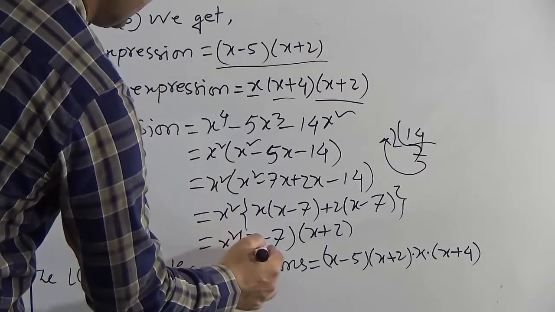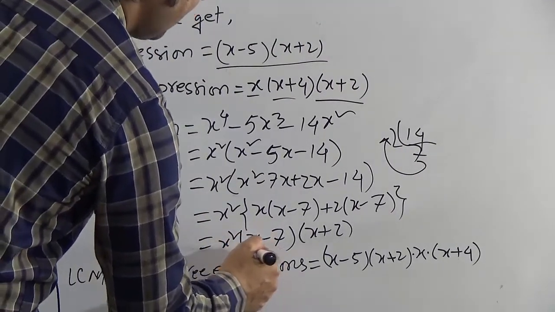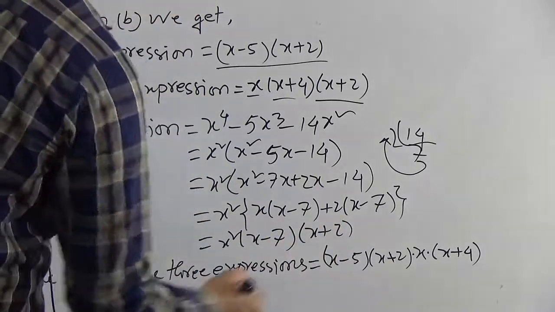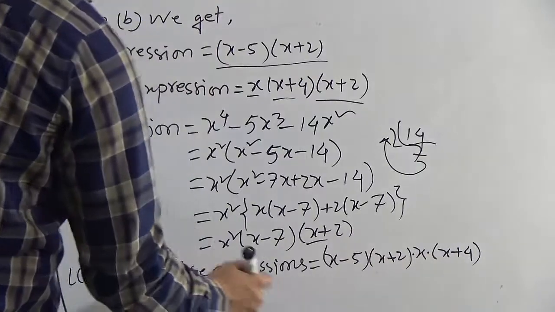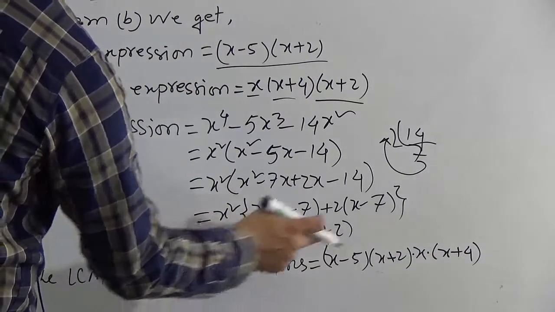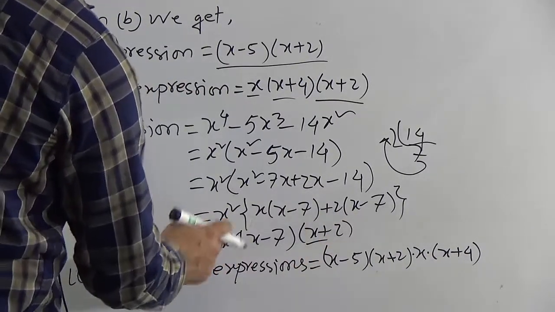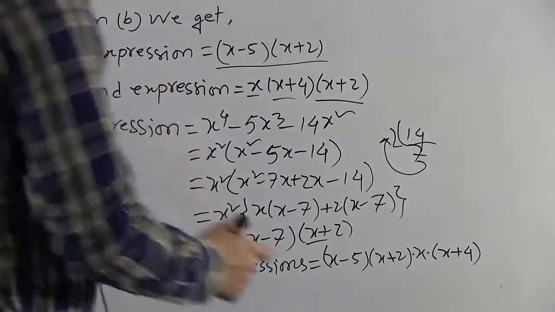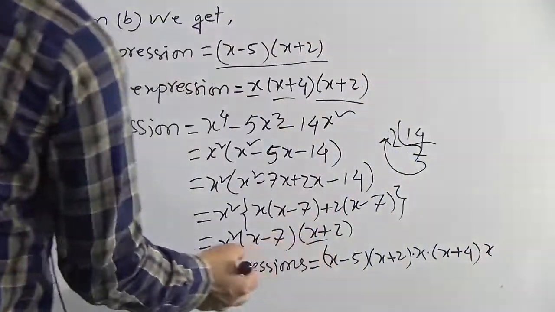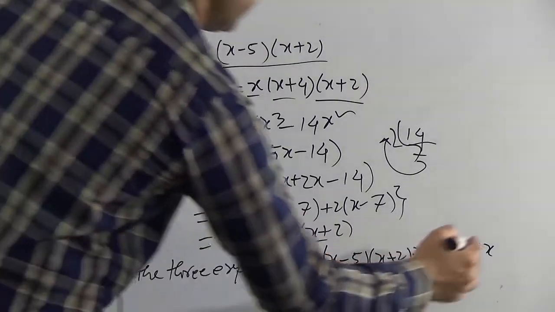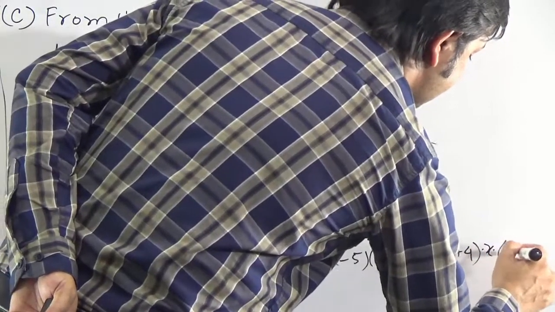The last expression is x square into x minus 7 into x plus 2. x plus 2 is taken here, so no need to take x plus 2 again. As I have taken only x and here is x square, we need to take another x. So we can take here again x, and then x minus 7 remaining, we can write here x minus 7.